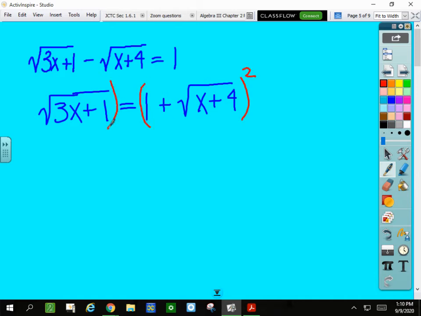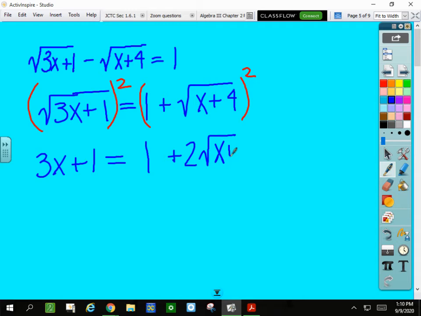So this right side is going to get a little messy. And if you know the shortcut, it ends up being very helpful here, in my opinion. So squaring the left, easy peasy. The radical and the exponent cancel. Squaring the right, I have a binomial. So I'm going to use that shortcut. I'm going to square the first term. I'm going to multiply the 1 and the radical together and double it. And I'm going to square the last term. I'm trying to be neat.